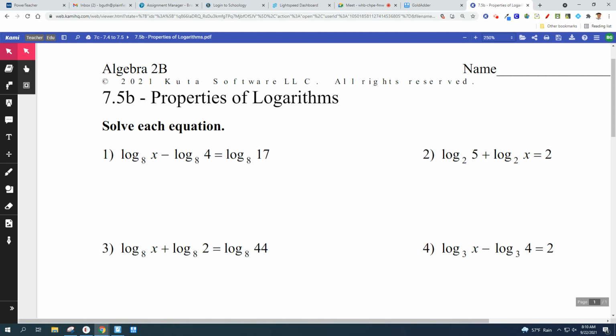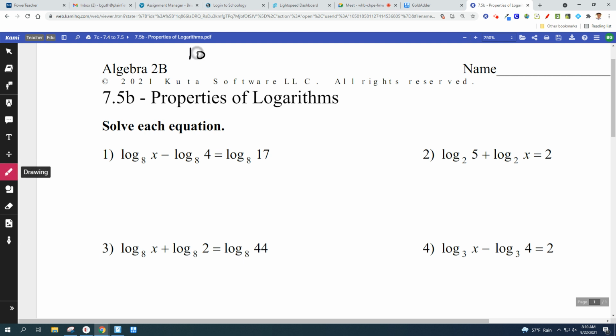7.5b, properties of logarithms. We're going to solve equations this time. And in order to solve problem number one, you're going to have to use the properties of logarithms that we talked about yesterday. So let's review real quick what we talked about.